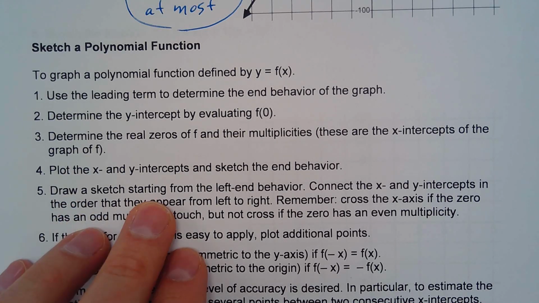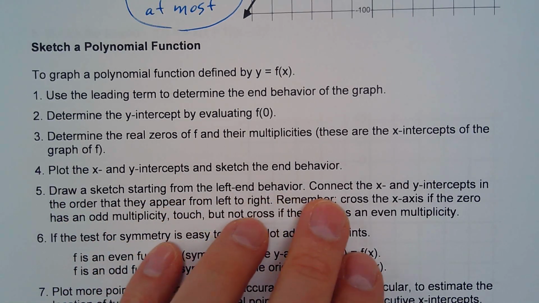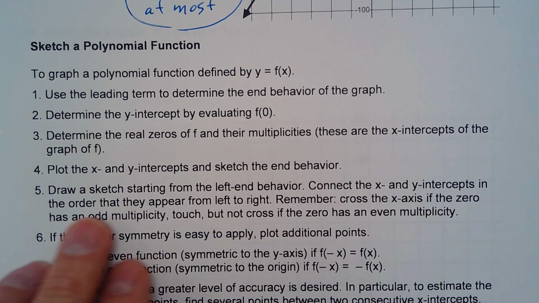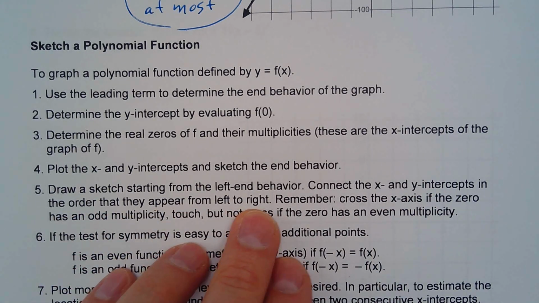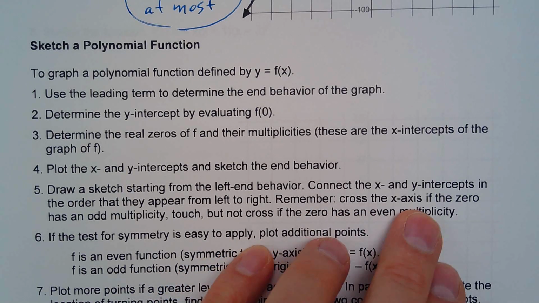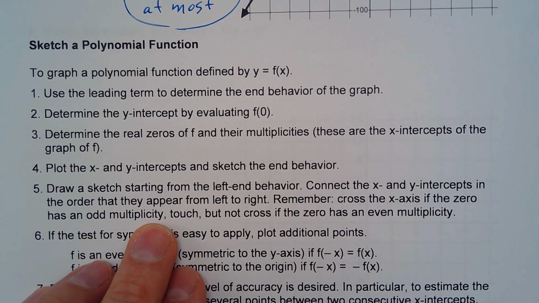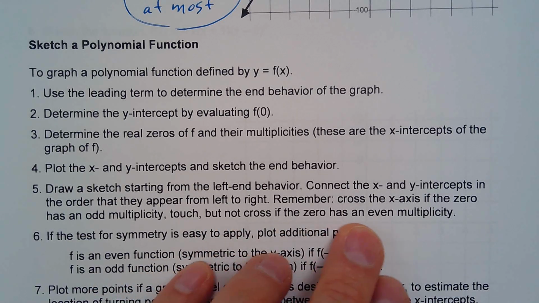And then we'll draw a sketch starting from the left end behavior, connect the x and y-intercepts in the order that they appear from left to right. Remember, cross the x-axis if the 0 has odd multiplicity, touch, but do not cross if the 0 has even multiplicity.